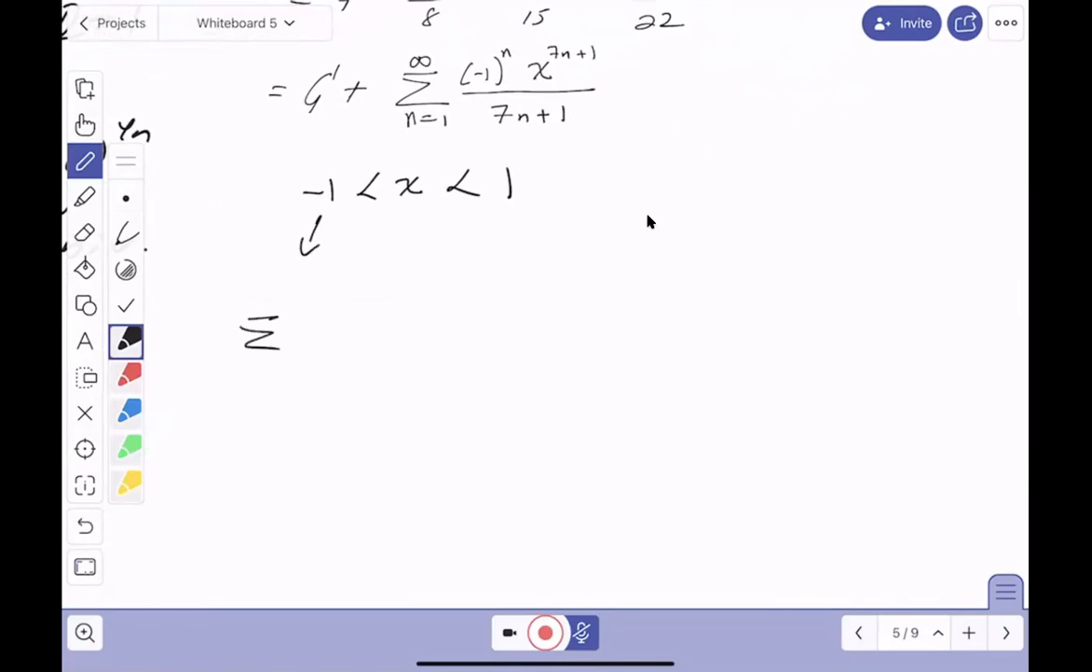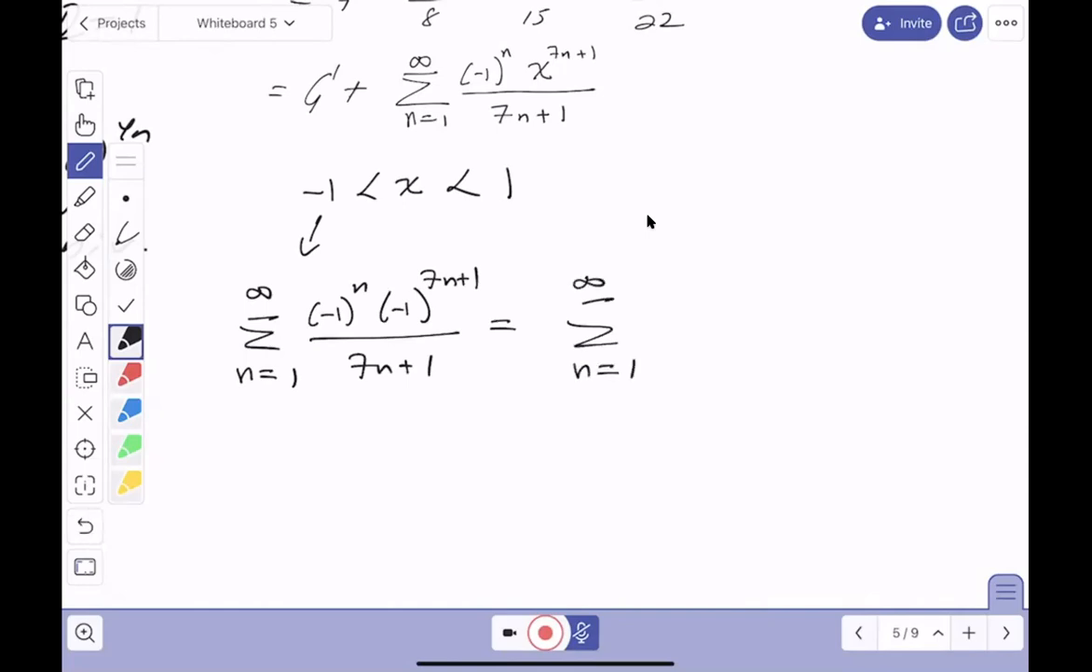So what would you get? The sum from n equals 1 to infinity of (-1)^n, and then you'd get (-1)^(7n+1) over 7n plus 1. Well, I've got to be careful. I mean that. I can't just say it converges or diverges without doing some work over here. So what would you get?